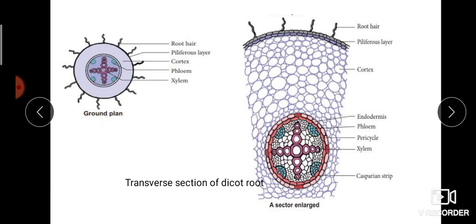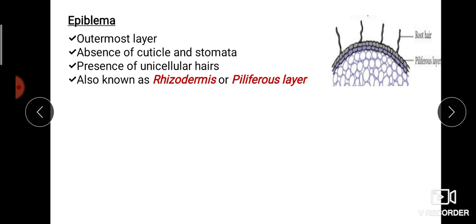So what is ground plan? Ground plan means we are cutting the root in a circle shape and observing that section under the microscope. So we will observe a picture like this. And this enlarged portion means we are taking a small portion of this and enlarging it. We are drawing it in large view so that we can study in an easy manner.